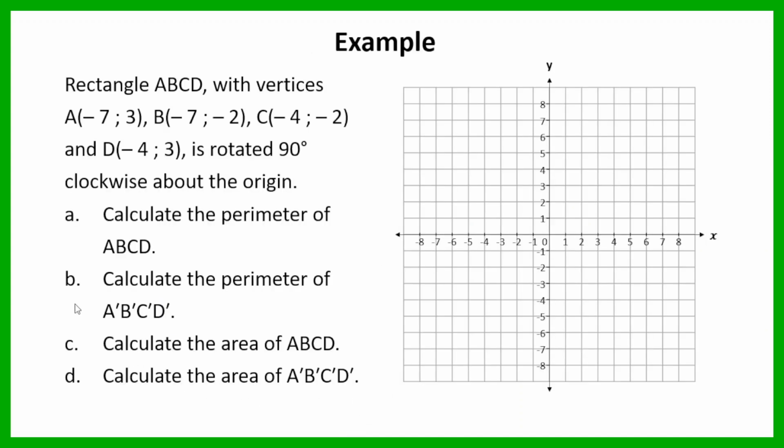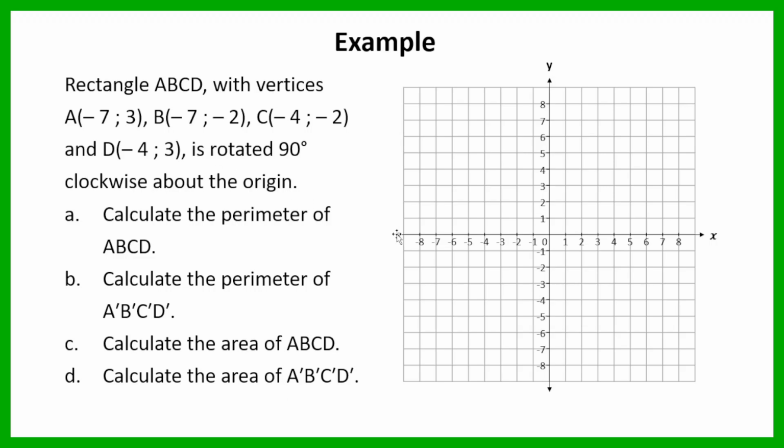Okay, so now let's have a look at area and perimeter. Rectangle ABCD with vertices A (-7, 3), B (-7, -2), C (-4, -2), and D (-4, 3) is rotated 90 degrees clockwise about the origin. First, we need to calculate the perimeter of ABCD and the perimeter of the image of ABCD after the rotation. Then we also need to calculate the area of ABCD and then the area of the image of ABCD after the rotation. Okay, so first we're going to plot the rectangle ABCD.